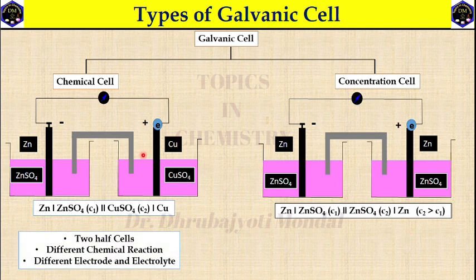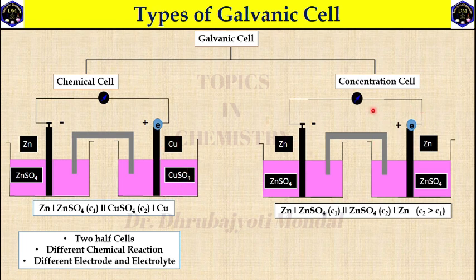So what are the main differences between chemical cell and concentration cell? Here you can see the chemical cell contains two half cells. This is the left hand half cell, and this is the right hand half cell. Number 2 point, different chemical reactions. Here you know the Zn converts to Zn2+, and here copper 2+ takes 2 electrons to form copper. So two reactions are different in the two half cells. And the electrodes are also different. Here Zn is the electrode, zinc sulfate is the electrolyte. Here copper is the electrode, and copper sulfate is the electrolyte.